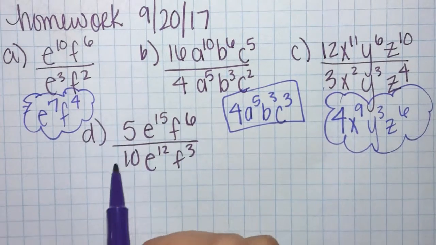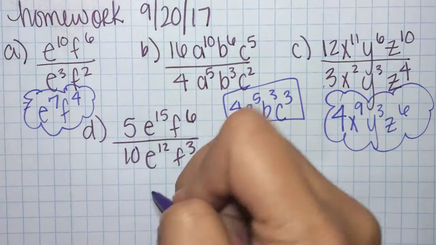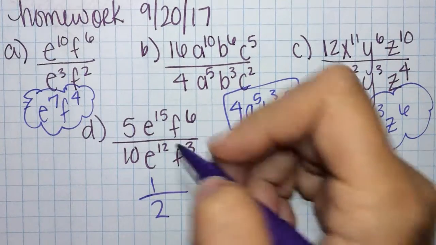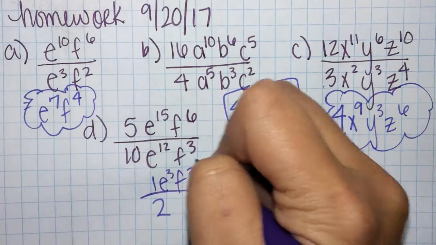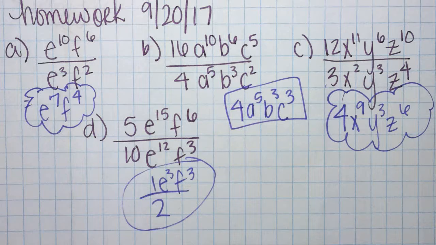All right. So 5 divided by 10 is what? 1/2. Thank you. 0.5. All right. 15 minus 12 is? 3. 6 minus 3 is? 3. How many of us got that right? And who can say, Reggie, say our answer? 1/2 e to the 3rd, cubed, yes, and then no, 1/2 e cubed, and then f cubed.